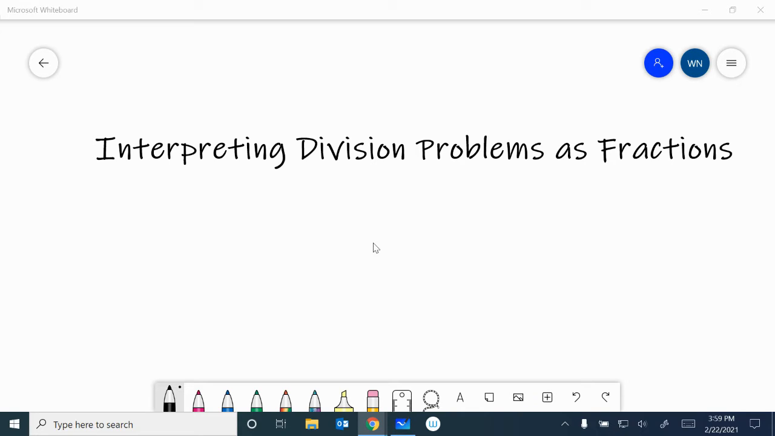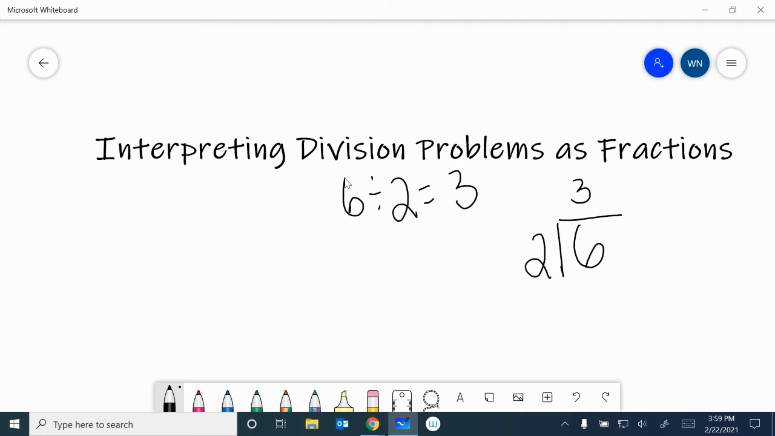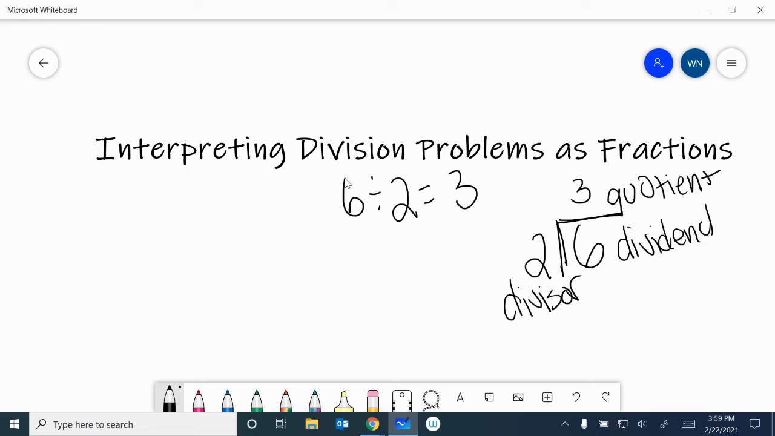Now before we do that, let's take a look at a division problem like we normally work it out. We might say 6 divided by 2 equals 3. And we need to remember what we call all of these parts. If we do it in our little division house like you would normally do it, this is how it would look. The one on the inside of our little division house is the dividend because it is on the inside of the house. The one on the outside of the house is the divisor. And the one on the top is the quotient. These are important words to remember.